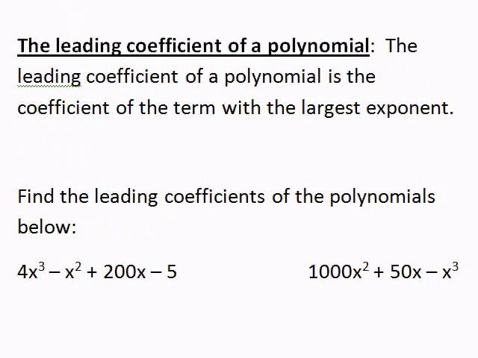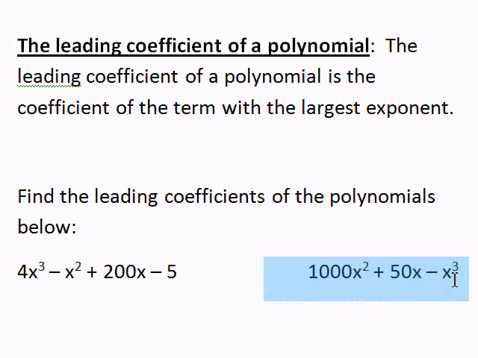Our second vocabulary word to look at is the leading coefficient of a polynomial. The leading coefficient of a polynomial is the coefficient of the term with the largest exponent. So we're going to find the leading coefficient of the polynomials below. For the first one, we look for the term with the variable with the largest exponent. We see that we have a 4x to the third. That x has the largest exponent of this polynomial, so our leading coefficient is 4.